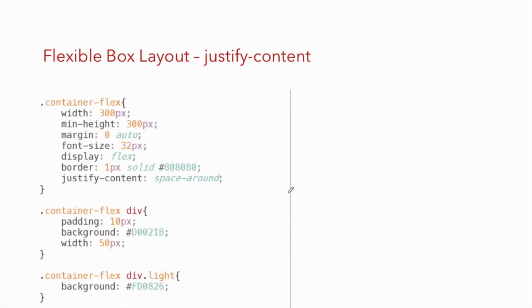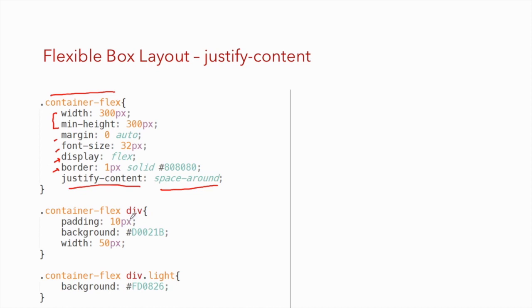So here is the general syntax and one example on justify content. What we have over here is CSS related to the container flex, and we have specified width and minimum height over here, also margin and font size. The important property that we have set over here is display flex, and then we have added a border, and then the justify content where I have specified space around as the value.